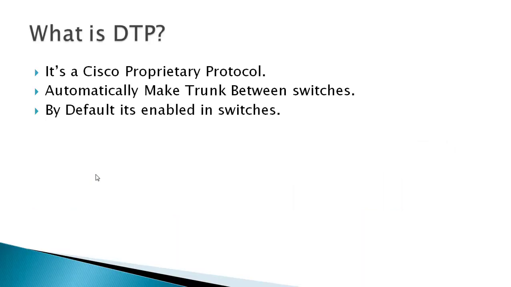So now, what is DTP? It is a Cisco proprietary protocol. You cannot use it on another vendor's devices except Cisco, like Juniper, etc. So it's only used for Cisco. It automatically makes the trunk between the switches. The main use of DTP is to automatically make the trunk between two switches. By default it's enabled in the switch, so we do not need to configure it.